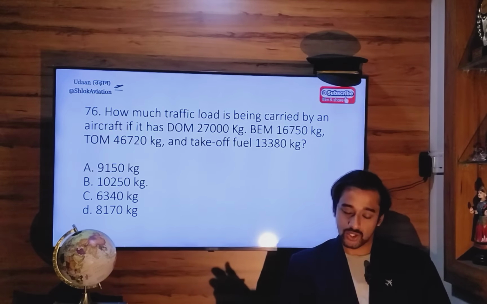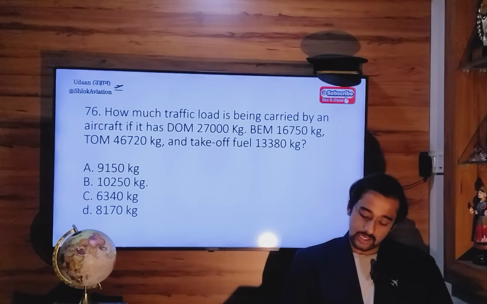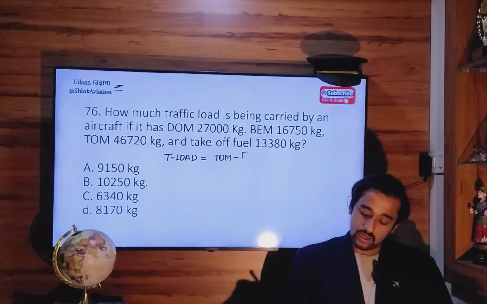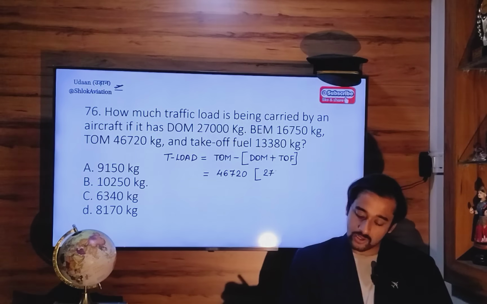Question 76 is, how much traffic load can be carried by an aircraft whose DOM, BEM, TOM and takeoff fuel are given? So just write the formula. Traffic load is equal to takeoff mass minus DOM plus takeoff fuel. Takeoff mass is 46,720. Dry operating mass is 27,000 and takeoff fuel is 13,380.